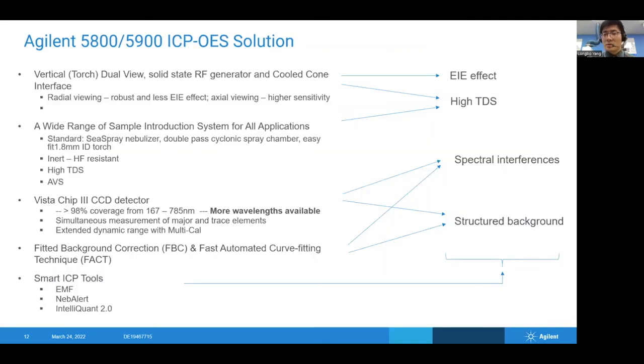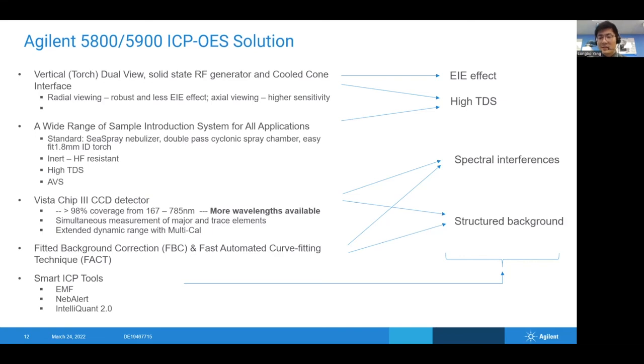So what solutions does Agilent have? Our VDV vertical dual view system supports a vertical torch with a robust solid state RF generator and the cooled cone interface to help deal with high TDS samples. The radial viewing can reduce the EIE effect while the axial viewing has the highest maximum sensitivity. We have a wide range of sample introduction systems to accommodate different types of applications, whether it is HF or organic or high TDS, we can handle it.